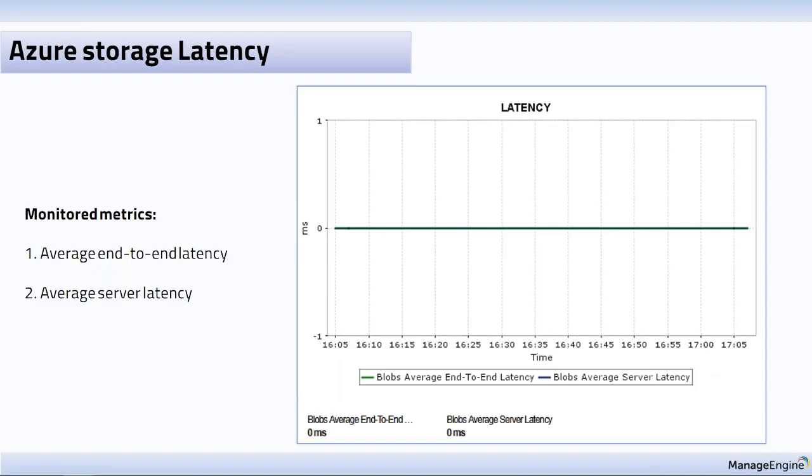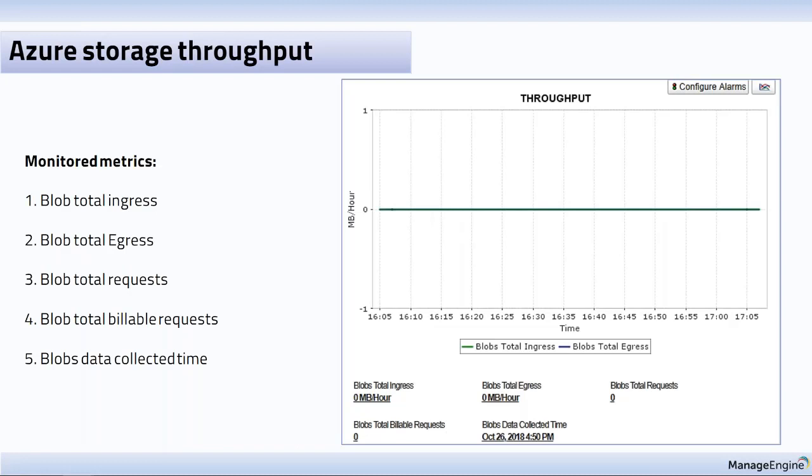Now let us have a quick overview of what the storage account is capable of. As we see, the storage latency is monitored, which helps the user keep track of the blob's end-to-end latency as well as the server related latency. And also at the same time, we monitor the throughput, where some of the key performance metrics include the total ingress, the total egress, and the number of requests which are being sent for the blobs, followed by the collection time as well as the billable requests.